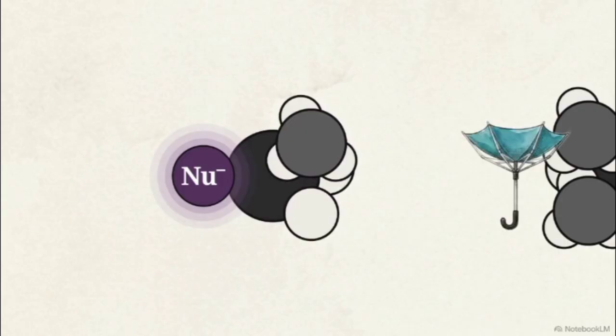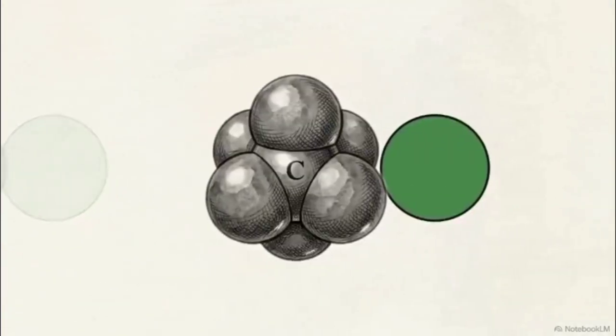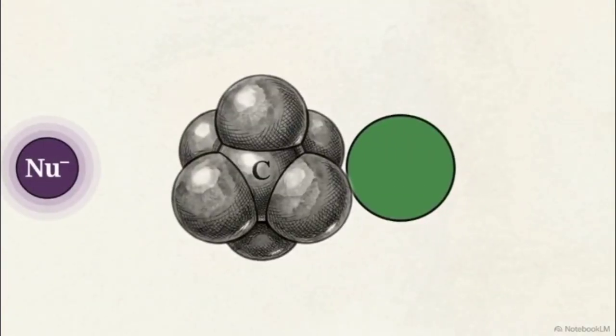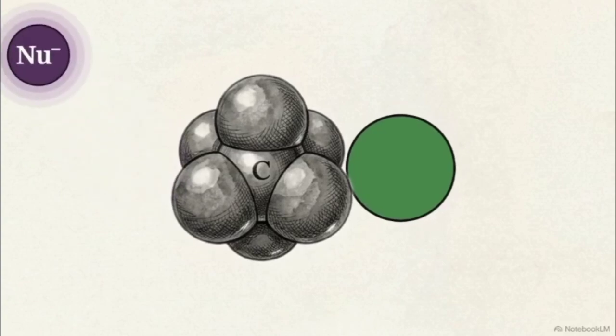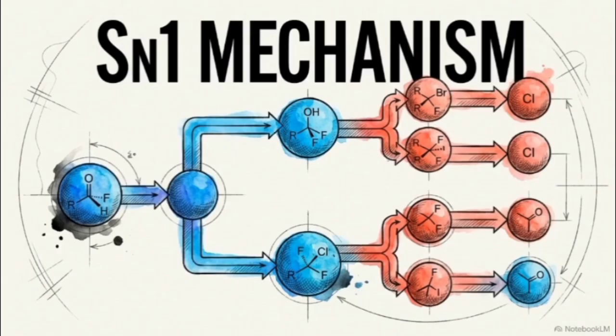Because it attaches from the opposite side, this strike causes an inversion of configuration, flipping the geometry like a wind-blown umbrella. But on the tertiary carbon, the nucleophile attempts the same backside attack and bounces off the dense wall of methyl groups. The path is geometrically blocked. This blockade forces the tertiary molecule down a different route, the SN1 pathway, which requires two distinct steps.